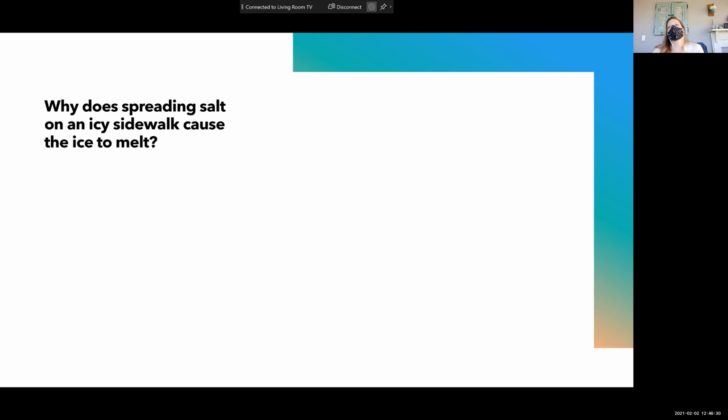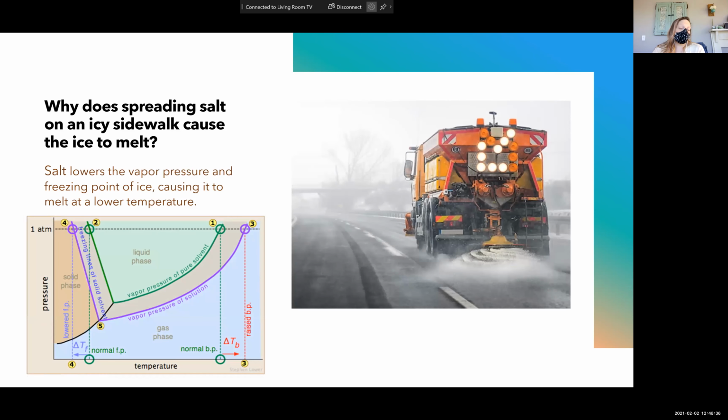Because it lowers the freezing temperature. There you go. We just went over that, so we should all have that. It lowers the freezing point and the vapor pressure too, causing it to melt at a lower temperature. So here's this nice little diagram where you can see the effect of this particular component. You've lowered your freezing point and your vapor pressure. You can see where they all kind of lower together, right? And the boiling point's raised.